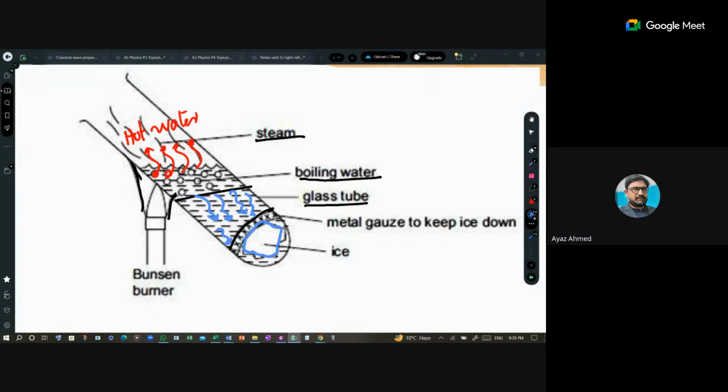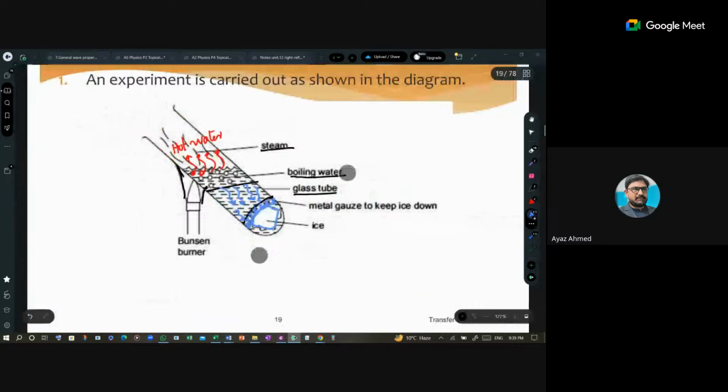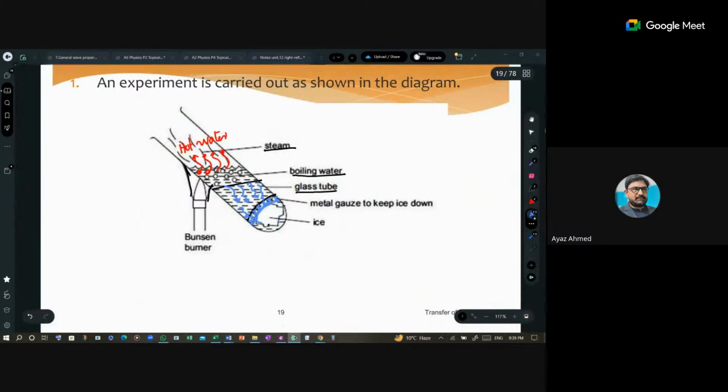So wire gauze is only placed. What is the reason for the wire gauze, Ariba, over here? Because you have discarded your option C, that's why I'm asking you. Why did we place this over here? Yes, an MCQ is an MCQ. You can be asked any question.